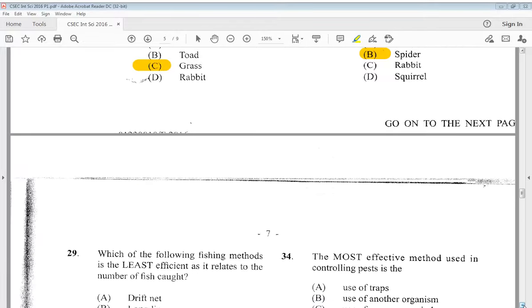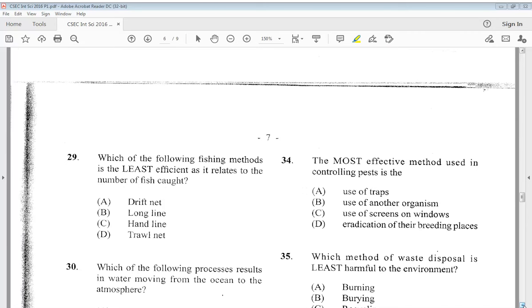Let's move on to number 29. Which of the following fishing methods is the least efficient as it relates to the number of fish caught? A, drift net, B, long line, C, handle line, or D, trawl net. The answer is C. Notice the keyword least efficient as to the number of fish that can be caught.